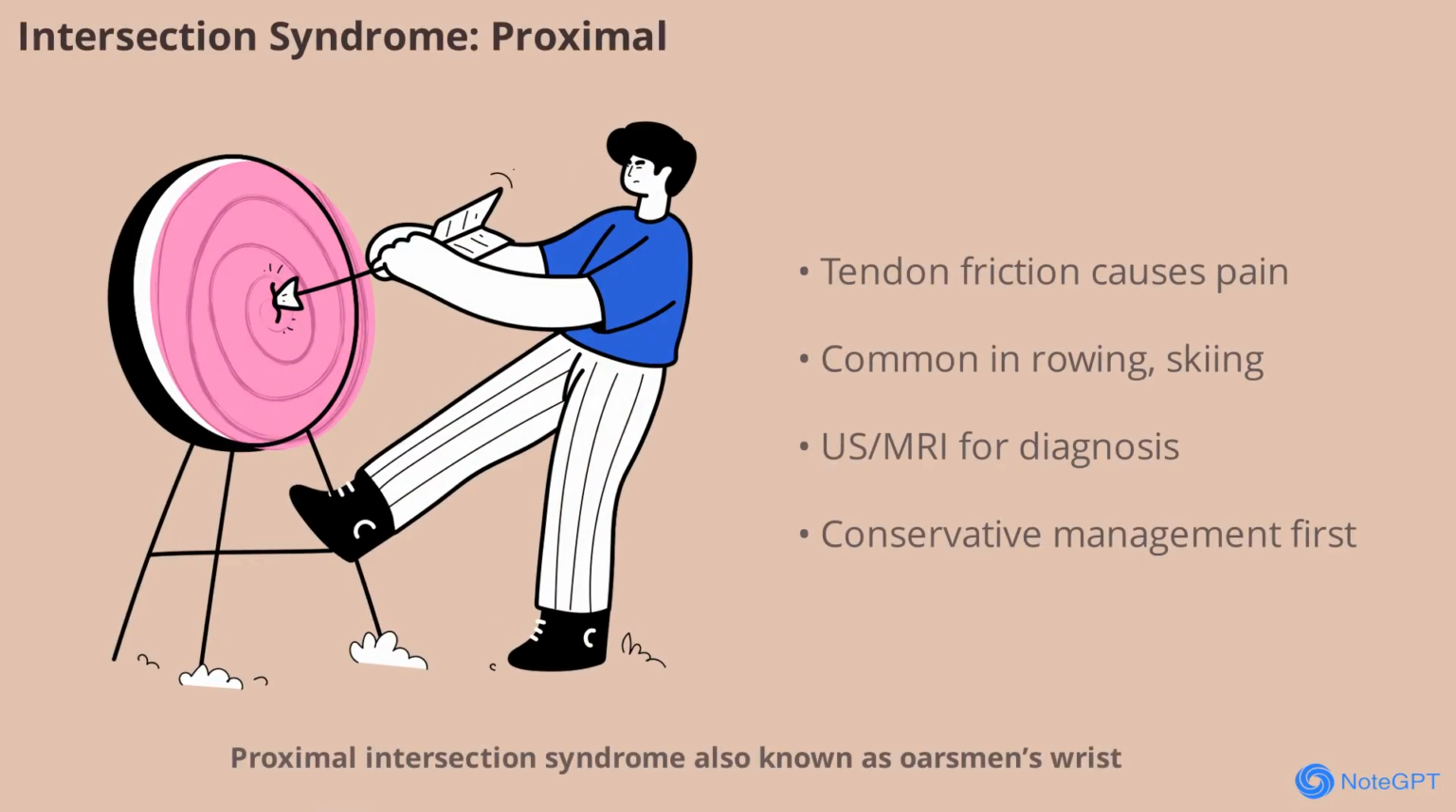Proximal intersection syndrome, also known as Oarsman's wrist, involves the crossing of the first and second dorsal compartments of the wrist. It's common in sports and activities with frequent wrist flexion and extension, such as rowing, skiing, and carpentry. Mechanical friction between tendons leads to tenosynovitis, pain, and swelling over the dorsoradial forearm. Ultrasound and MRI are useful for confirming the diagnosis and identifying anatomical variants. Conservative management is usually effective, but persistent cases may require surgical intervention.